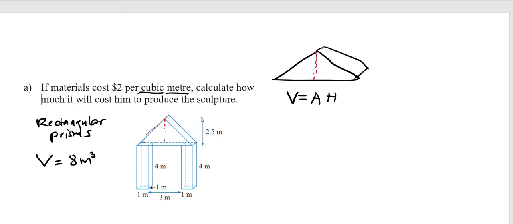And I can see the height here, from here to here, is 2.5. So that's got a height of 2.5. Now the base is down there. Base must belong to the triangle. So what is the length of that base?